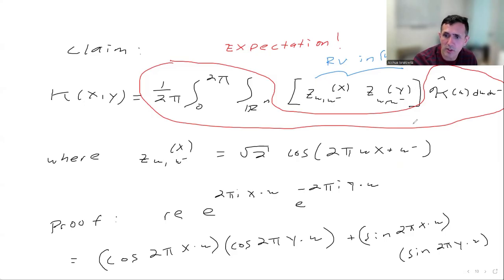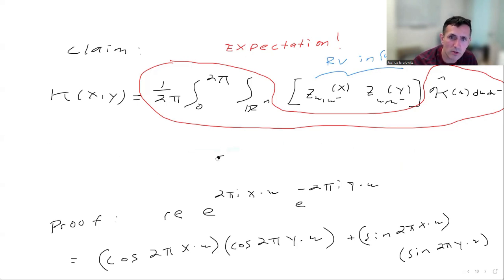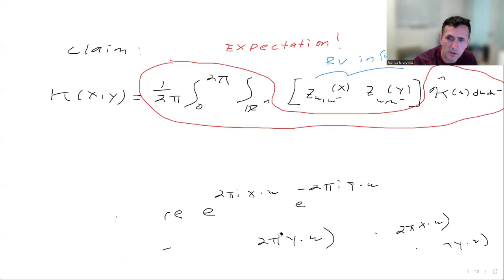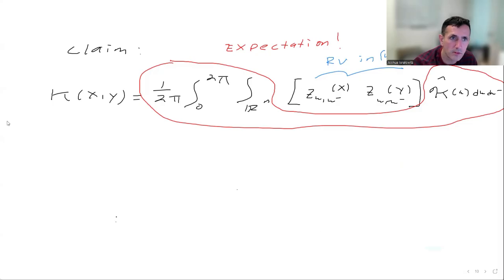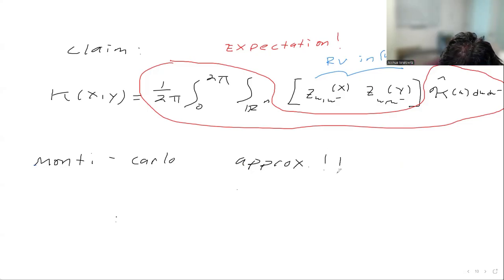I already have this claim here, so I'm just going to do a lot of erasing so I don't have to rewrite stuff. Let me erase all this. Now, I want to be clear, this is not the most efficient and best way to approximate, but it is the simplest way to approximate.